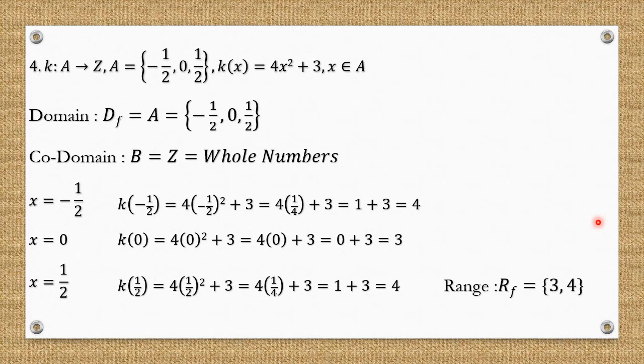So the domain is -1/2, 0 and 1/2, while the range is 3 and 4. Okay, and our codomain is whole numbers. So 3 and 4 are whole numbers. So naturally we get the perfect answer.